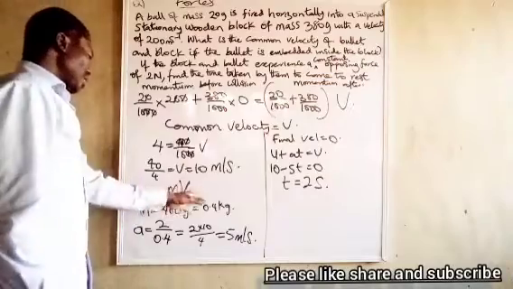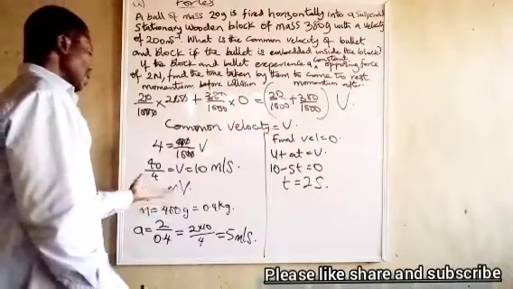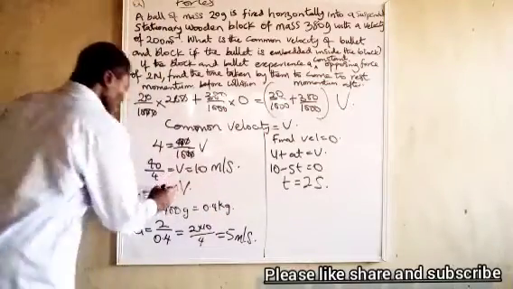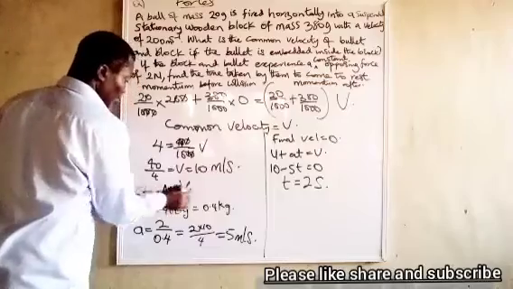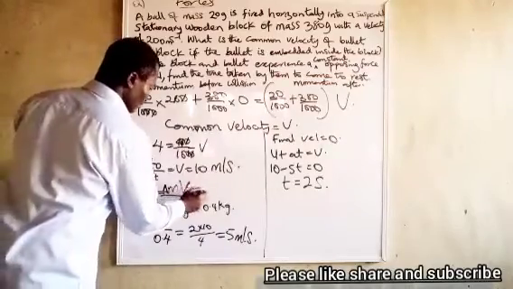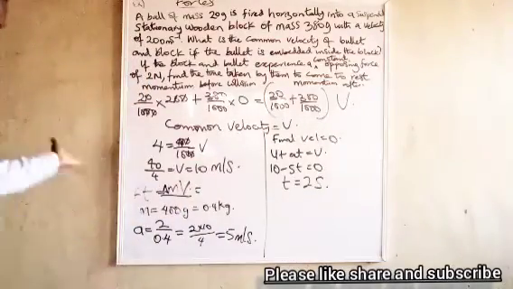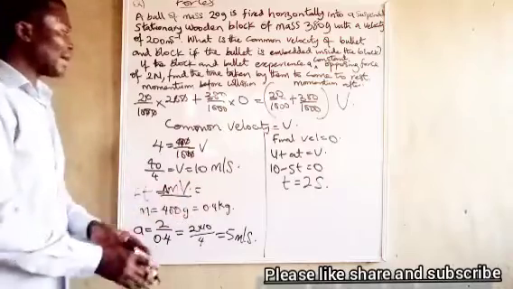And you can also go through this way, because that is what we change. What will be the change in momentum? That is M into V minus 0. That is it. So we can go through either of these ways.